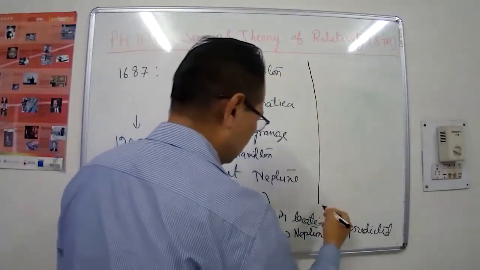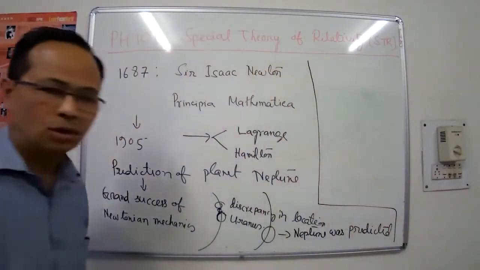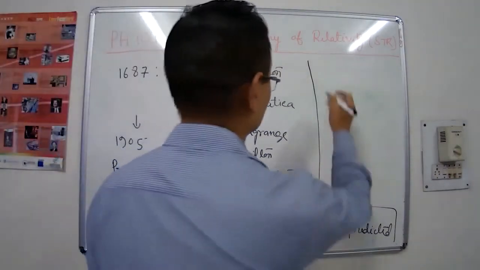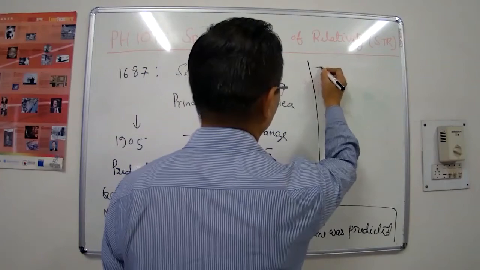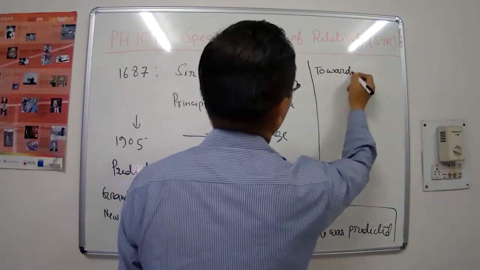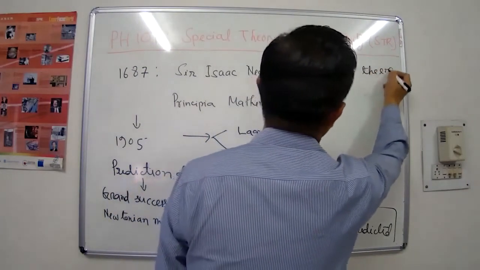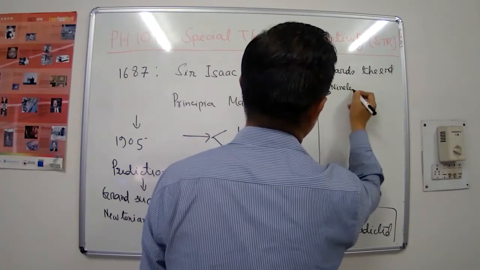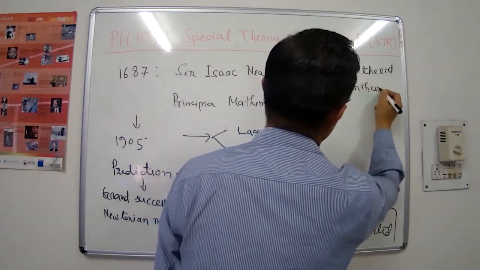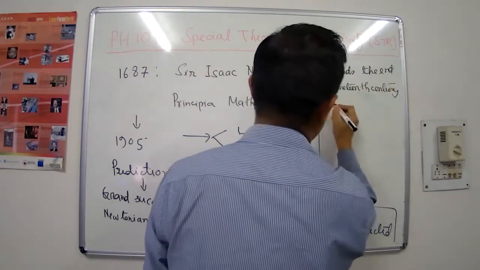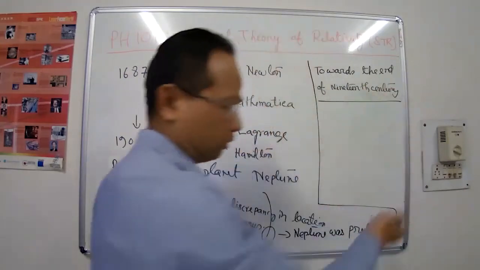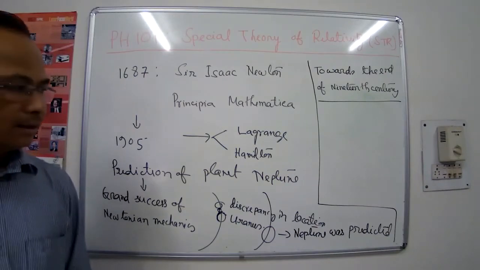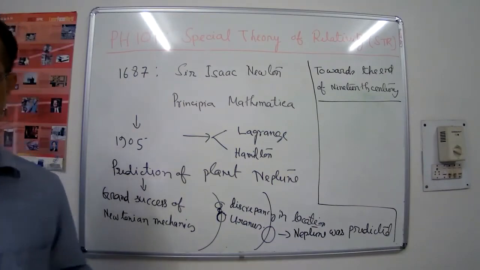After the successful explanation of almost all the physical phenomena till the end of 19th century, it is towards the end of 19th century that some observations were made which were found to be not consistent with Newtonian mechanics.